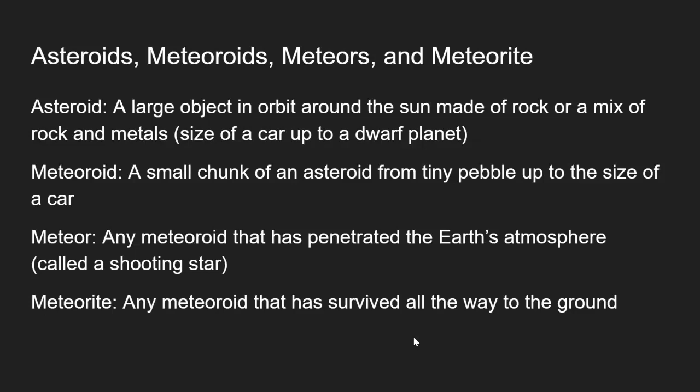A meteor is any meteoroid that has penetrated the Earth's atmosphere. These are often called shooting stars. That means it has to actually breach our atmosphere, and it generally then will start to glow because of the heat of friction when it hits the air. And a meteorite is any meteoroid that has survived all the way to the ground. So it only becomes a meteorite when it lands. It is not a meteorite until then.